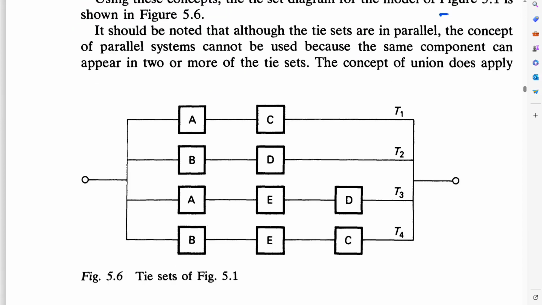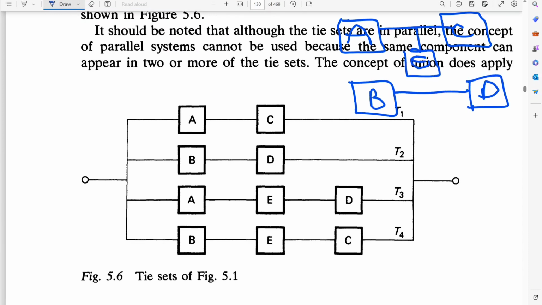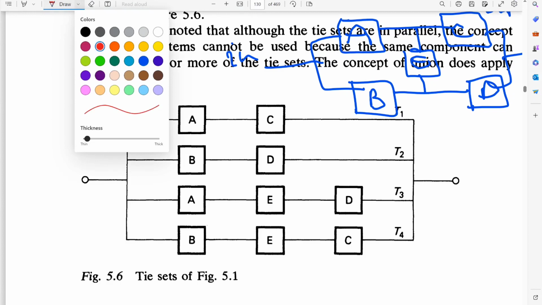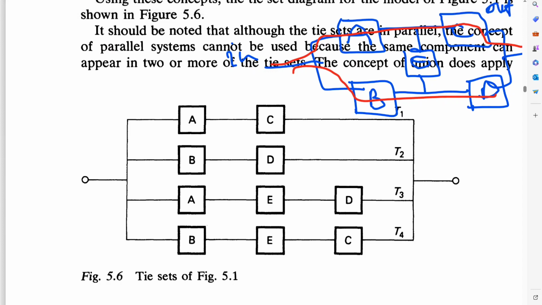As you see, in a bridge system like this, A, C, B, D, how many paths from the input to the output do we have? One path is AC, another path is BD. Here you see the first tie set is AC, the second is BD. If any of these components fails, that path will fail.